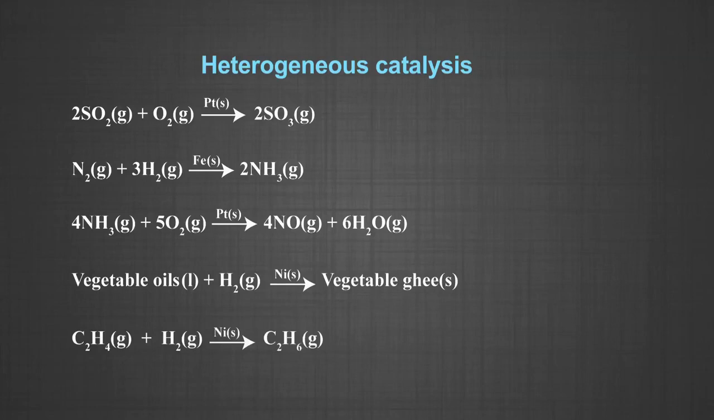Number 5, conversion of ethene to ethane in presence of platinum, palladium or nickel. It is the process of hydrogenation. Ethene reacts with dihydrogen to give ethane. Here the reactant is in the gaseous phase and the catalyst is in the solid phase.